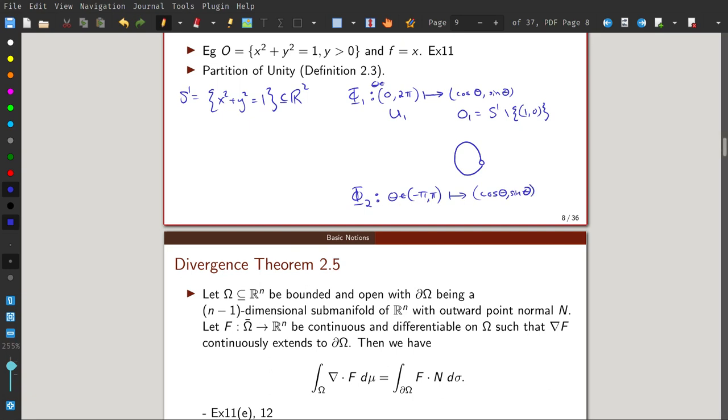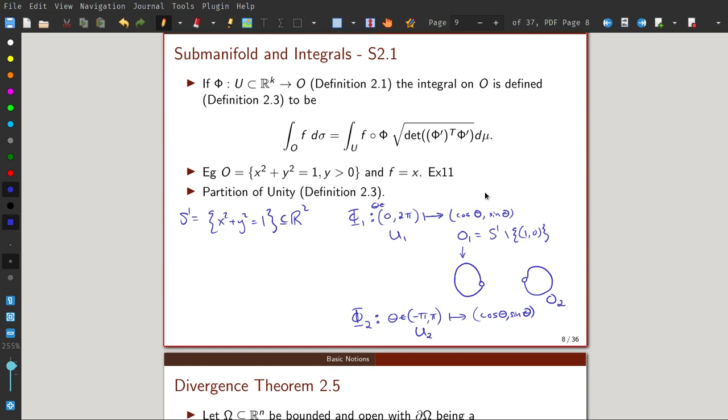It's a different function because it has a different domain. This would be now U2, and then O2, so this is O1. We would have everything except for this point here, O2. And we see that S1 is a union of O1 and O2, and O1 and O2 are parameterized sets. So S1 is a submanifold because it is covered by continuously differentiable parameterized sets. So that's what it means to be a submanifold.